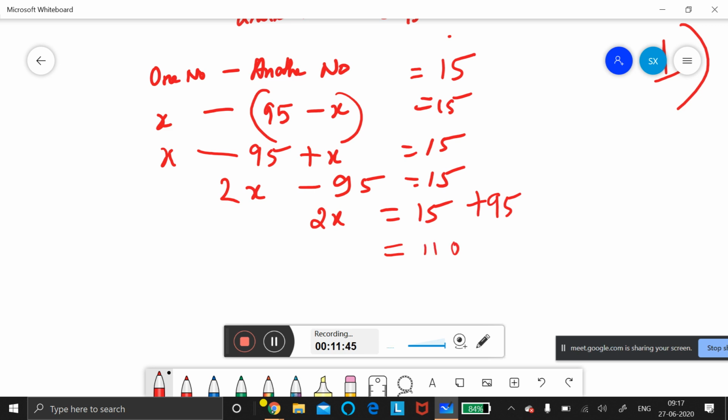Very good, 110. So 2x is equal to 110. x is equal to 110 by 2, which is equal to 55. So one number is 55. What could be the other number?